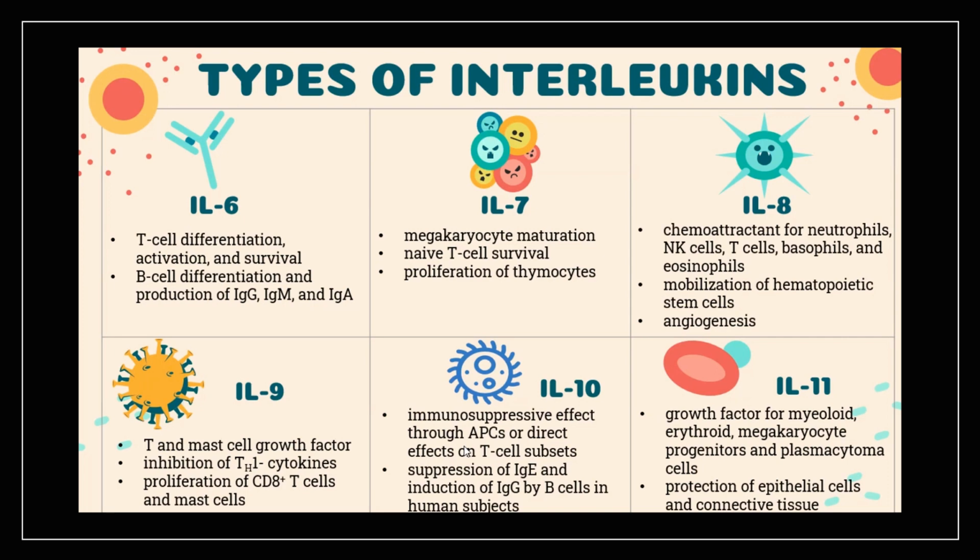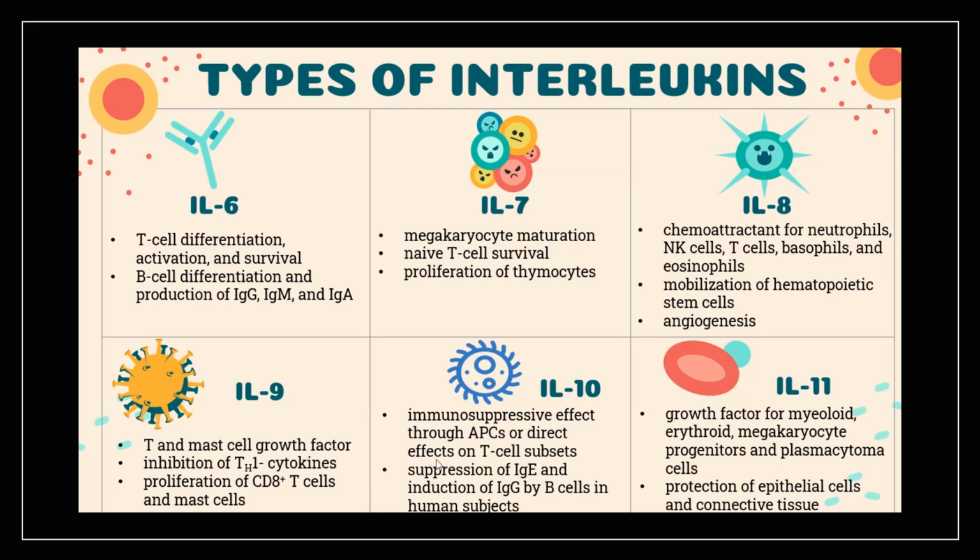Next would be the interleukin 10, which has an immunosuppressive effect through APCs or direct effects on T cell subsets, and suppression of IgE and induction of IgG by B cells in human subjects. They originate from monocytes, type 2 helper T cells, and B cells.